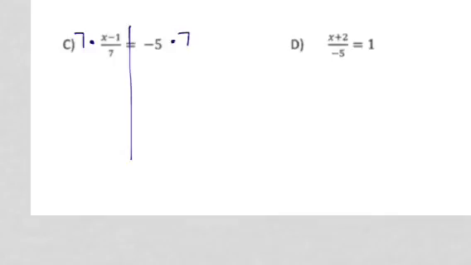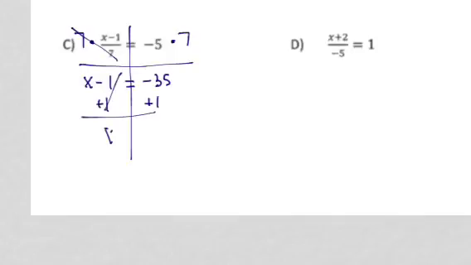Remember, that's just a divide by 7. So if I times both sides by 7, those 7's cancel, and the x minus 1 is still there. On this side, I get negative 35. So again, when the x is part of the fraction, save the x for later, get rid of the fraction first. Now that the x is not in the fraction anymore, it's going to look pretty simple. I'm just going to add 1 on both sides, and we get negative 34.